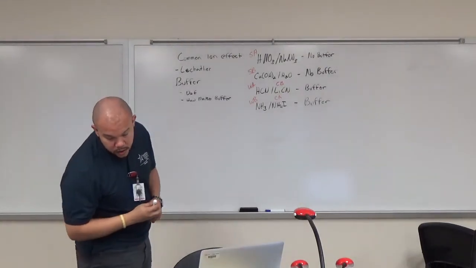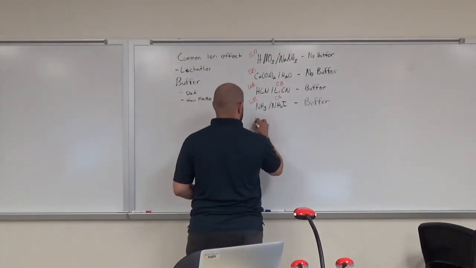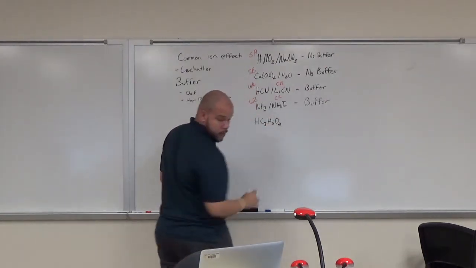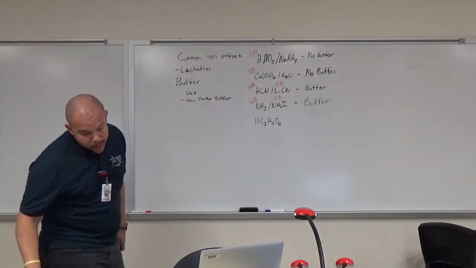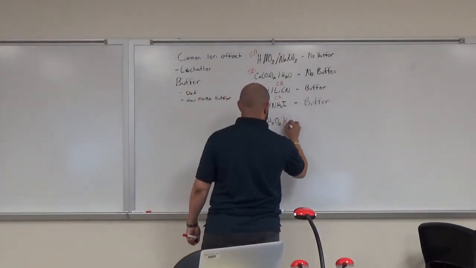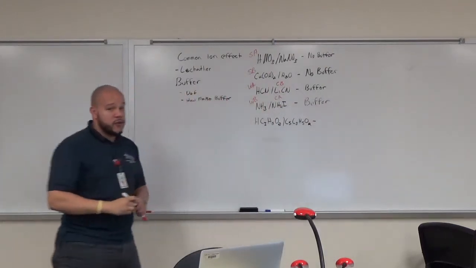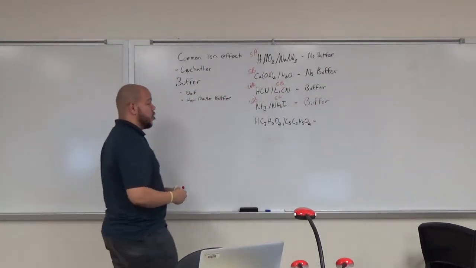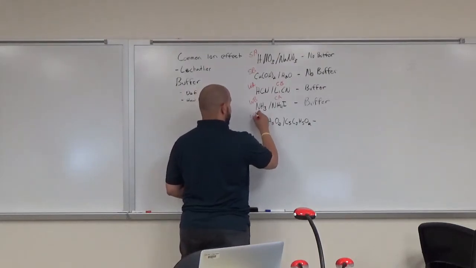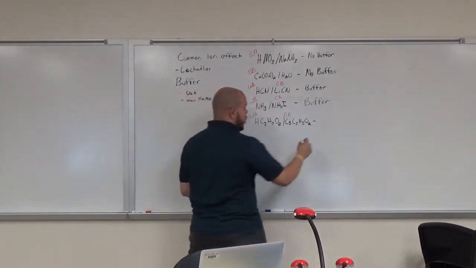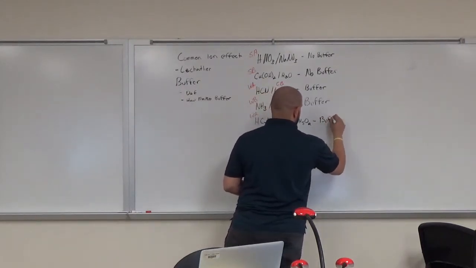Next one, acid and cesium. We can go to our reference material if we don't recognize this to get the nomenclature, but this is in fact a weak acid with its conjugate base. So we are also dealing with a buffer.